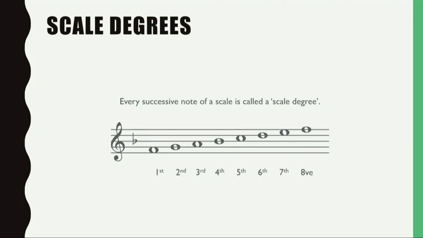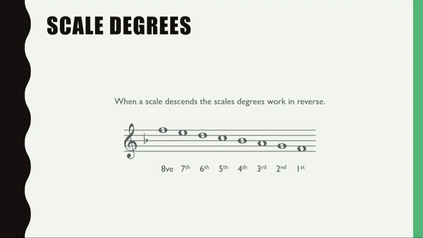Each successive note of the scale is called a scale degree. If you look on the screen now, you'll see that I've written out the F major scale. The first note is F, then G, A, B, C, D, E, and F. Underneath, I've given them each a number: first, second, third, fourth, fifth, sixth, seventh, and octave. I've called it an octave because the first note and the last note share a special relationship in that they've got the same letter name. So the first and the octave are basically the same as each other, just with that octave relationship.